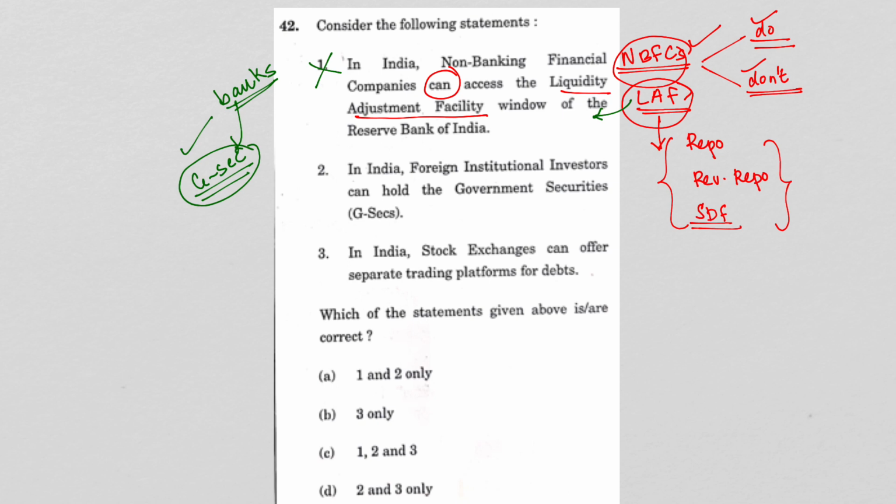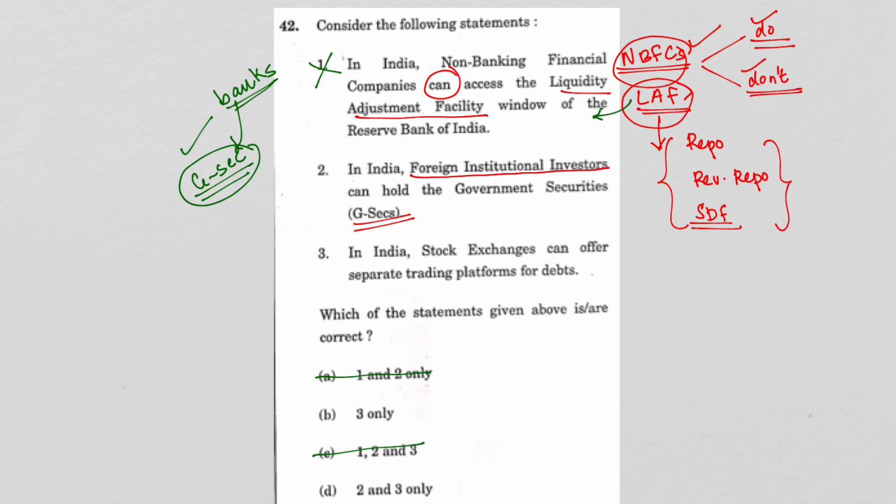And if you know that you can eliminate this option, then you can easily eliminate A and C from your options. Now the thing is very simple. From this it's certain that the third statement is correct, so we need to know the second one. Anyway, we'll see both the statements. Second one, in India, foreign institutional investors can hold government securities.